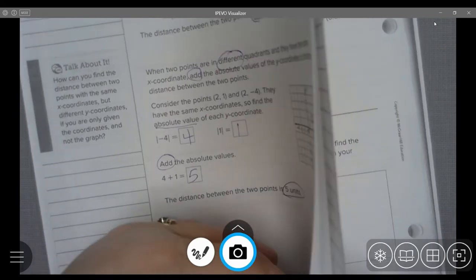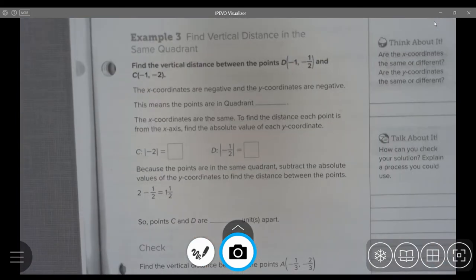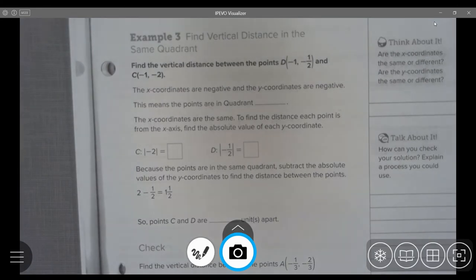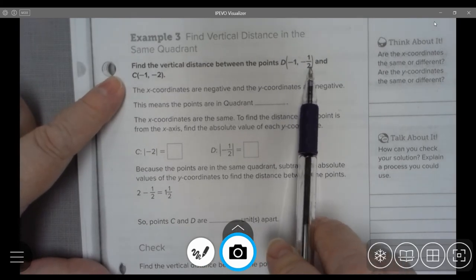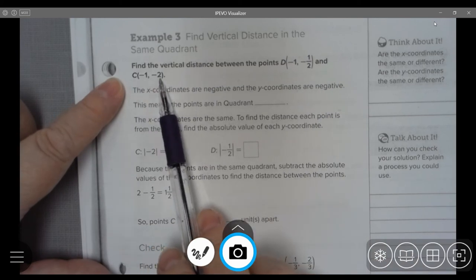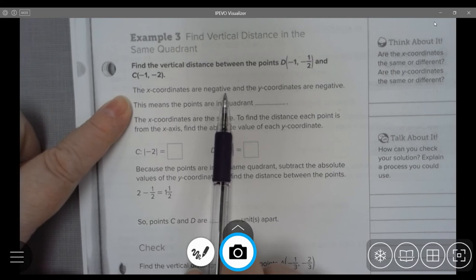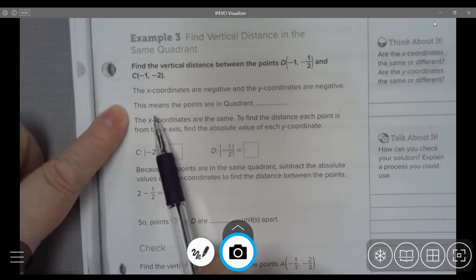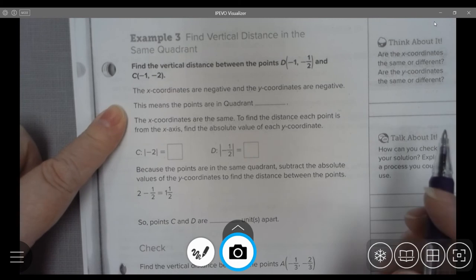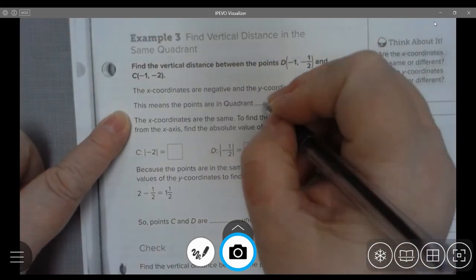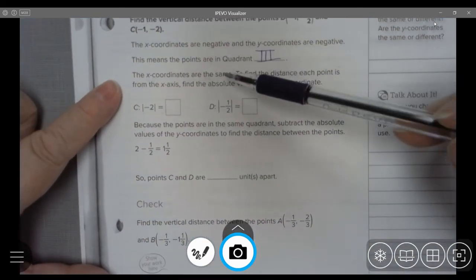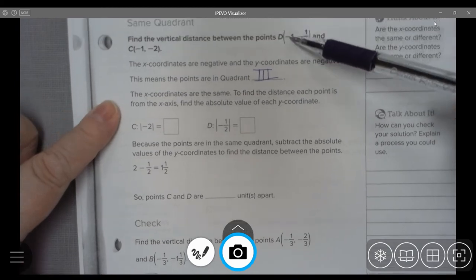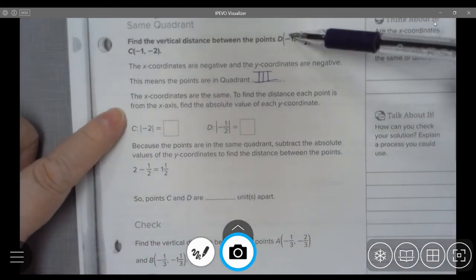Going on to page 249 at the top, example 3. Find the distance in the same quadrant. So again, we're going to use the same process. So find the distance for point D, which is -1, -1/2, and C, -1, -2. So the x coordinates are negative and the y coordinates are negative. That means the quadrants are in which quadrant? These points are in quadrant 3. The x coordinates are the same. So we have -1, we have -1. So they're the same. We don't have to worry about those.